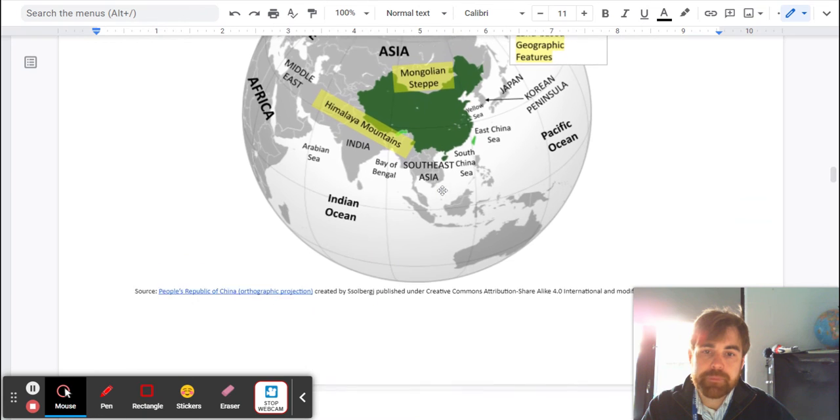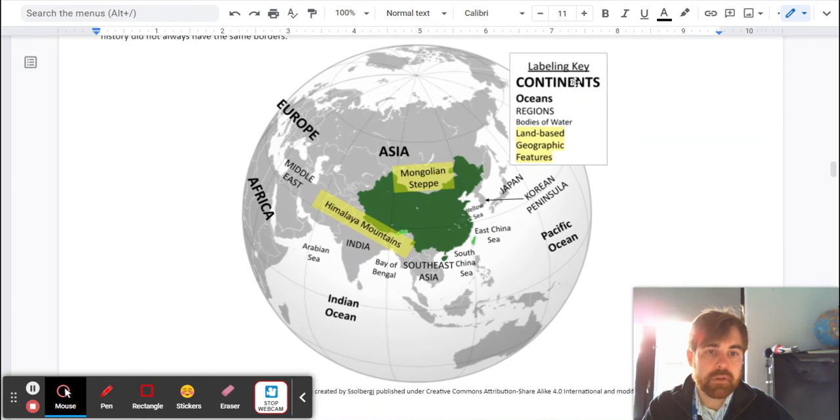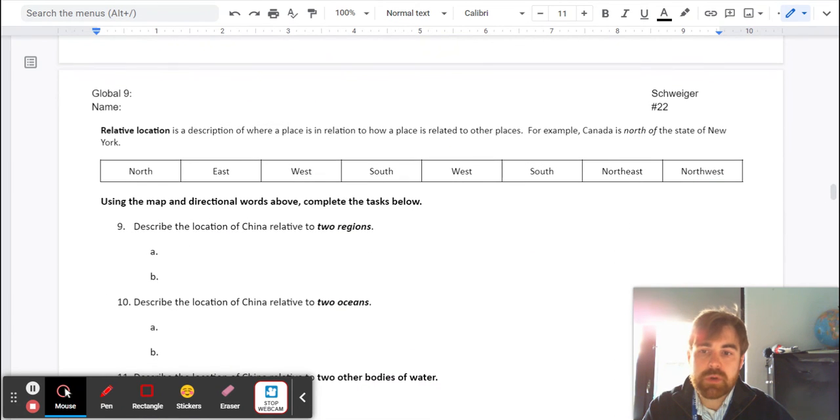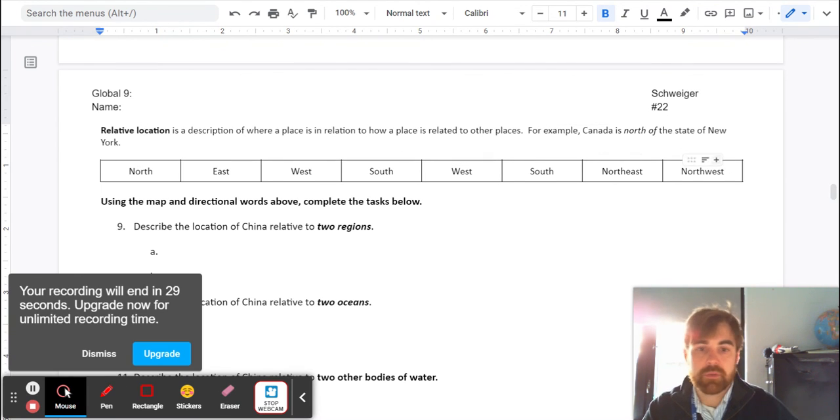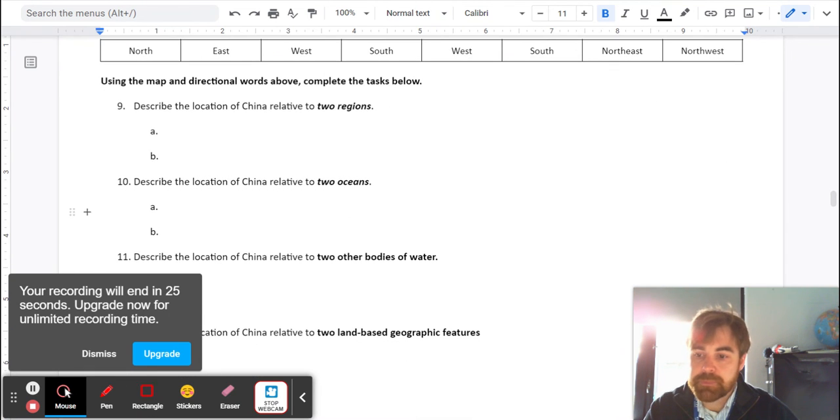On this map, use the key. It tells you that continents, oceans, and regions have all capital letters, and then there are land-based geographic features. What you're going to do is use relative location, which is using directional phrases to describe things. Like Canada is north of New York, right? Using north, south, east, west, and all those things.